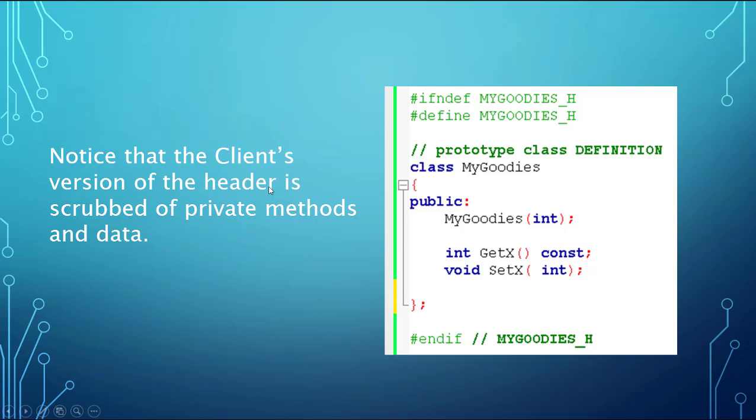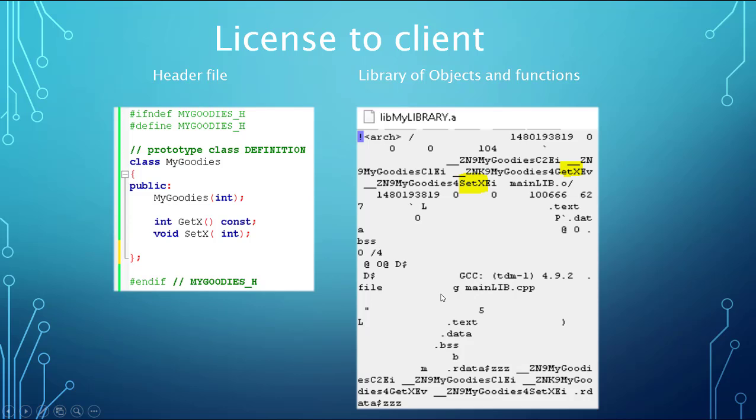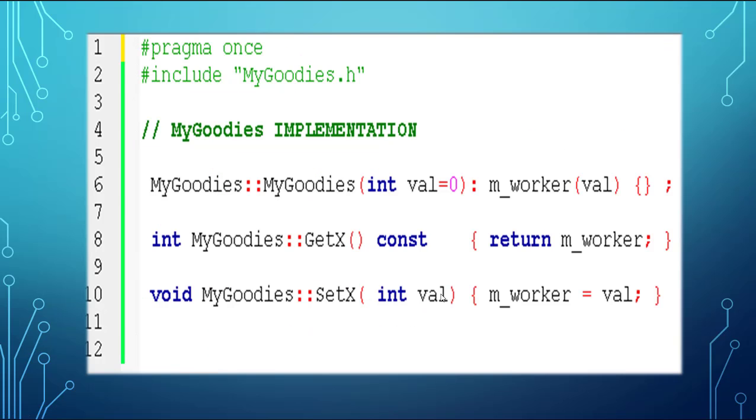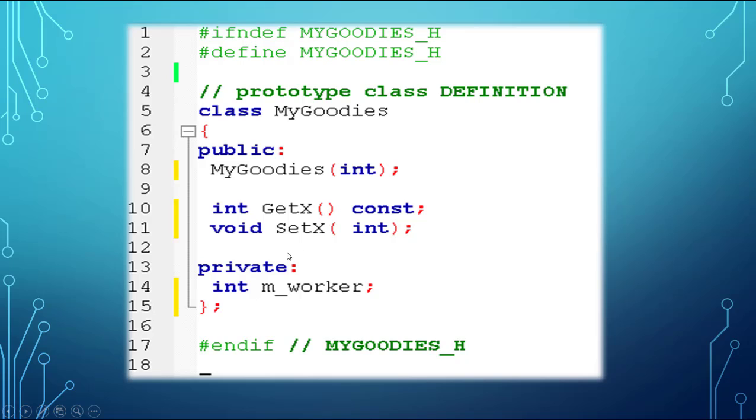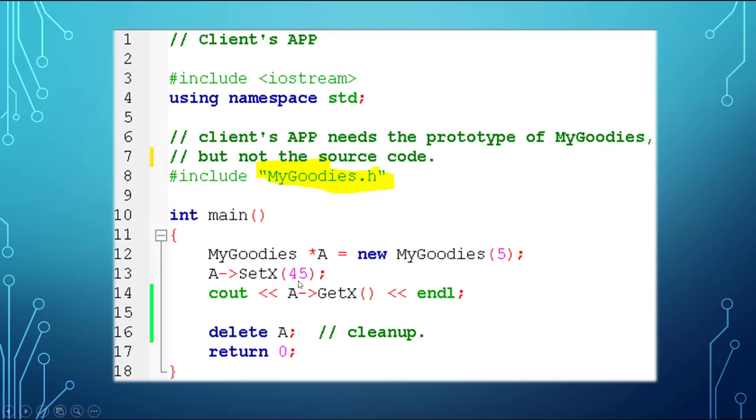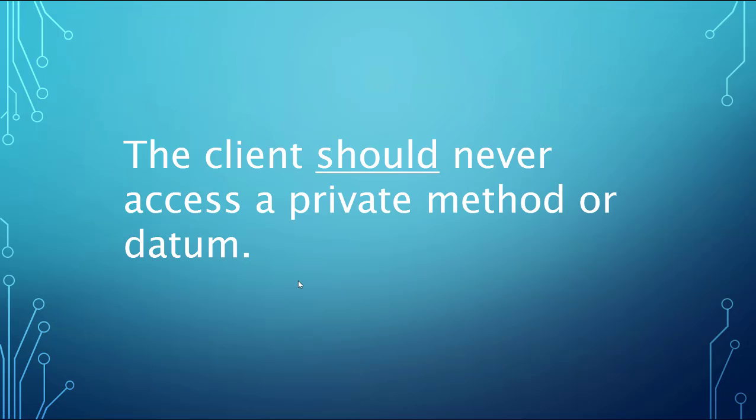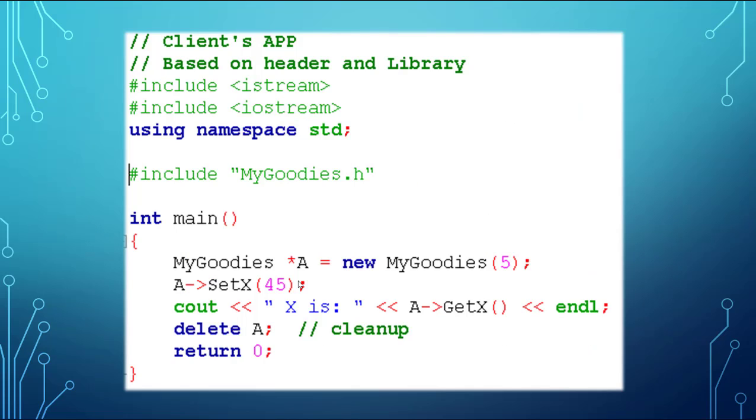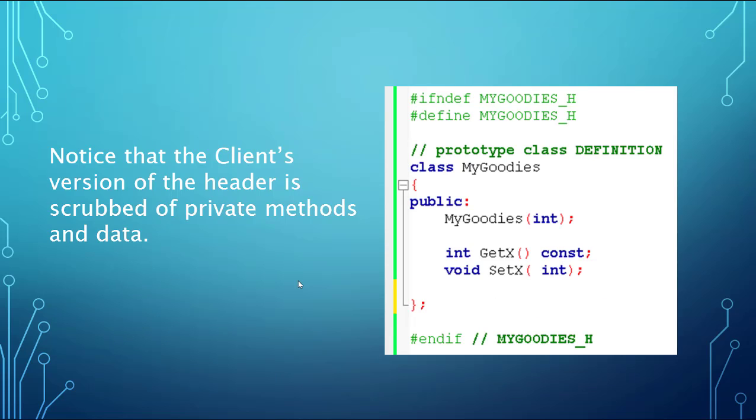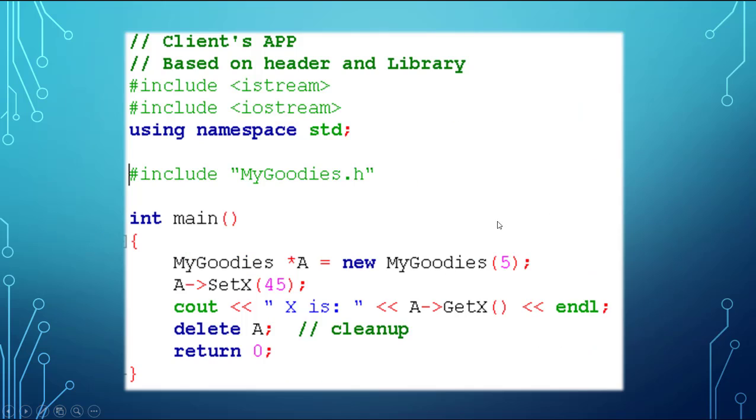Now, in the client's header, I can scrub out or remove the place where it says private m_worker. Why? Let's go back up here. The client is not allowed to and should not access this, so why should I even tell them about it? Whoops, went a little too far. So I scrubbed the private methods, and if there were methods, they're removed. So the client now has this thing, and they have my library.